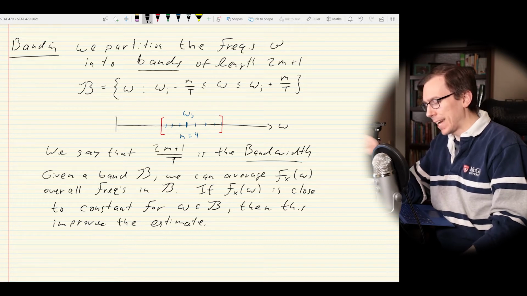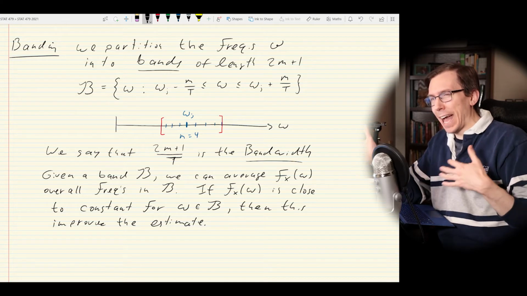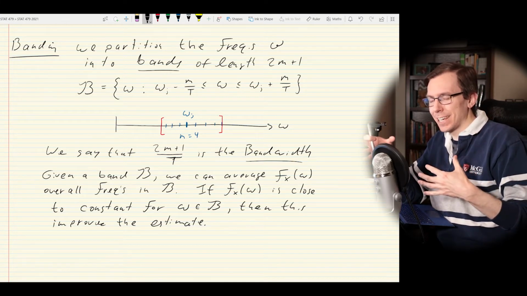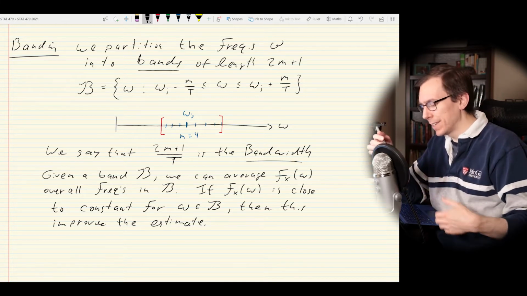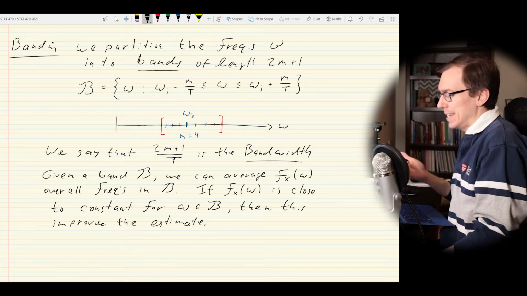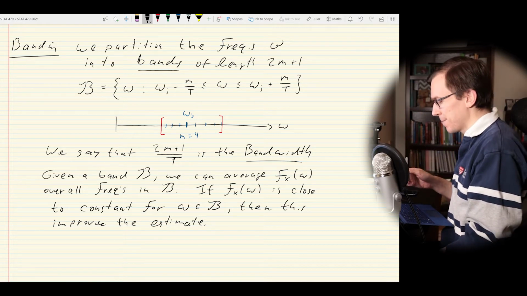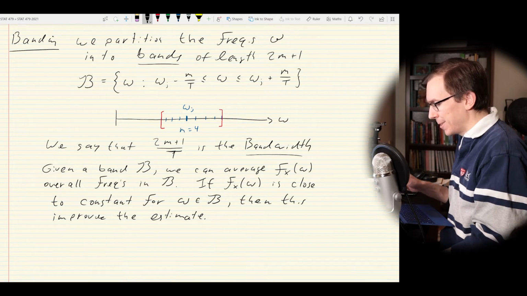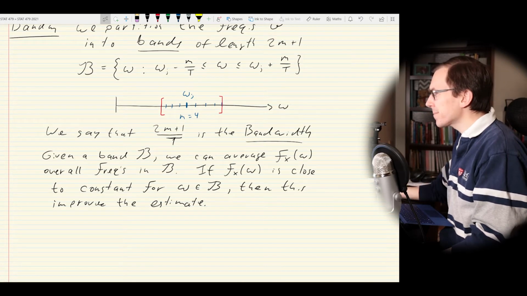Again, the idea being that if there's a lot of noise in each of these, then if we average over many of them, we again get the same ideas as above. We reduce the variance. That typically makes us happy when we get a lower variance. So, what does that look like mathematically?